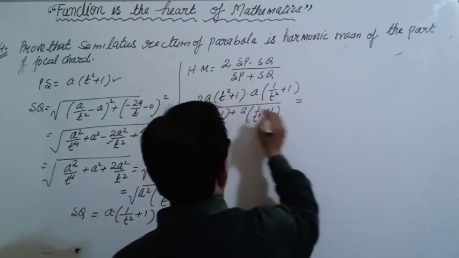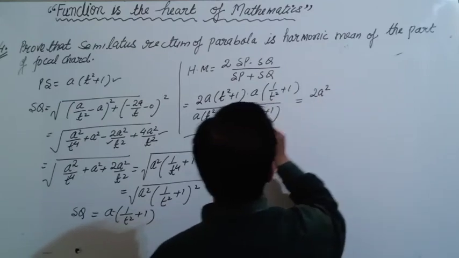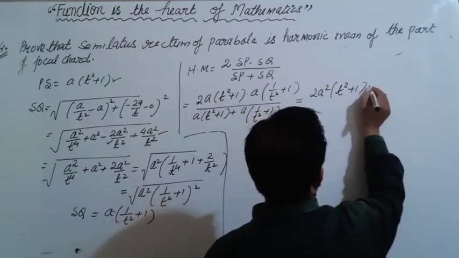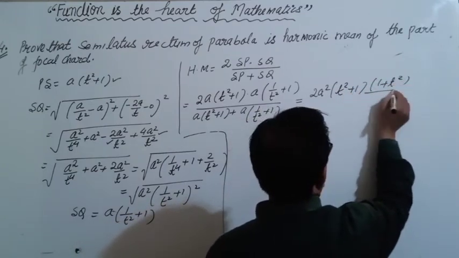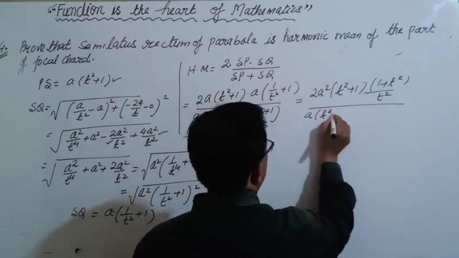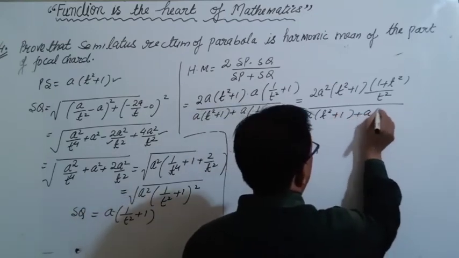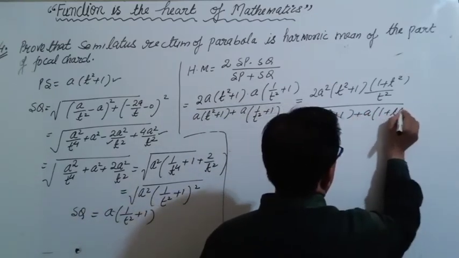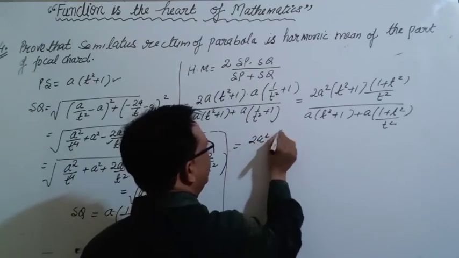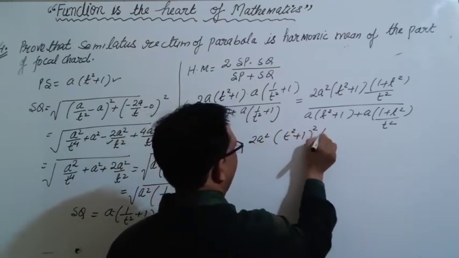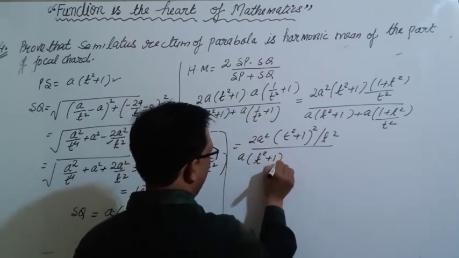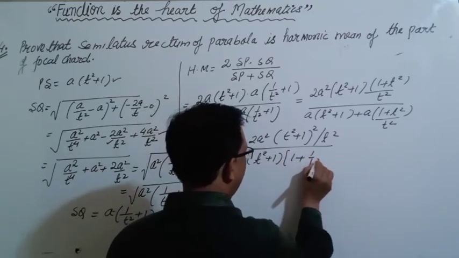Now student, we solve this. This is 2a square and this is 1 plus t square. T square plus 1. This is also 1 plus t square upon t square. Here a t square plus 1. This is a, taking LCM, 1 plus t square upon t square. Now this is 2a square, t square plus 1 whole square upon t square. Here we take a t square plus 1 common, in bracket 1 plus 1 upon t square.